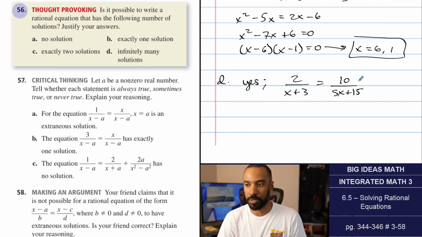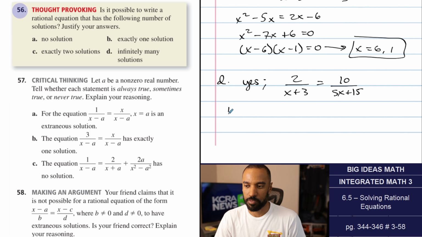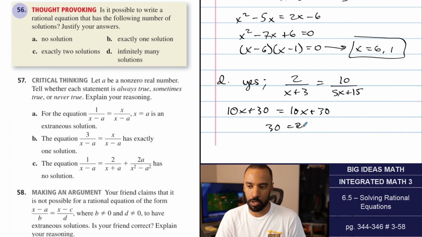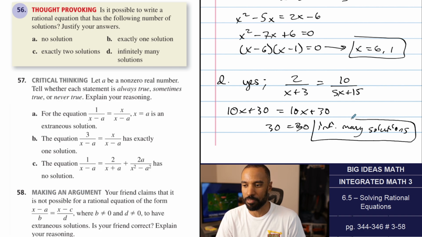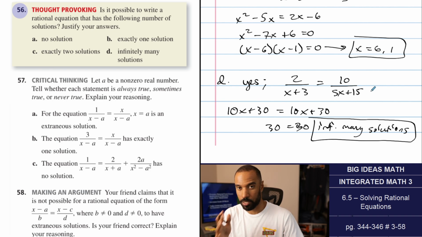What would eventually happen here is, there are a lot of ways you can come up with what you do here, but let's cross multiply. 2 times 5x plus 15 is 10x plus 30, and 10 times x plus 3 is 10x plus 30. When we subtract 10x from both sides, you get 30 equals 30, which is infinitely many solutions. Infinitely many solutions just happens when the left side and right side are actually the same equation, even if they don't appear that way. Maybe you need a common denominator. Maybe you need to get the, whatever.